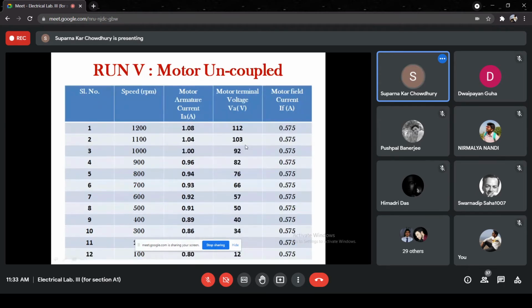Now this one is the motor uncoupled. So here V into I minus I square R will give you the motor constant loss for a particular speed, obviously, and for constant field current. So note that the motor field current is constant for all the runs.